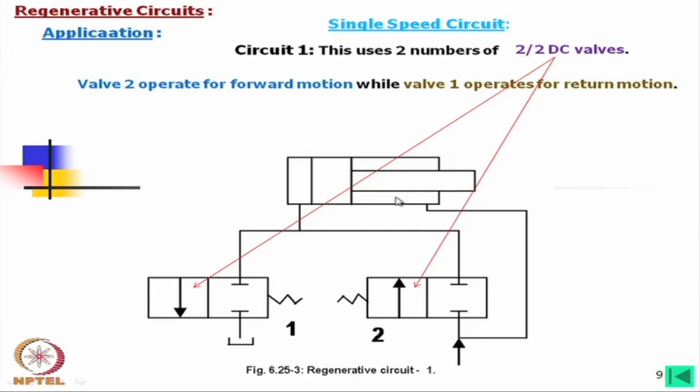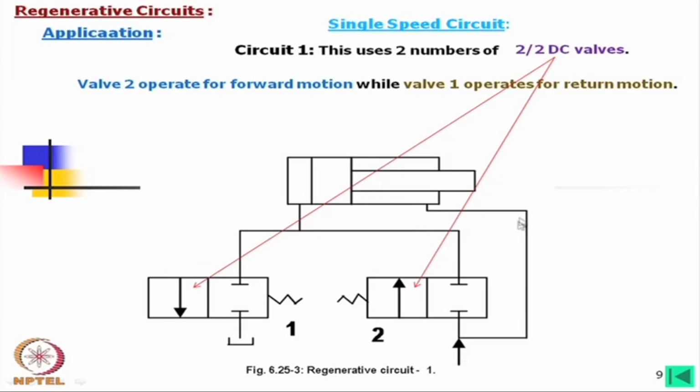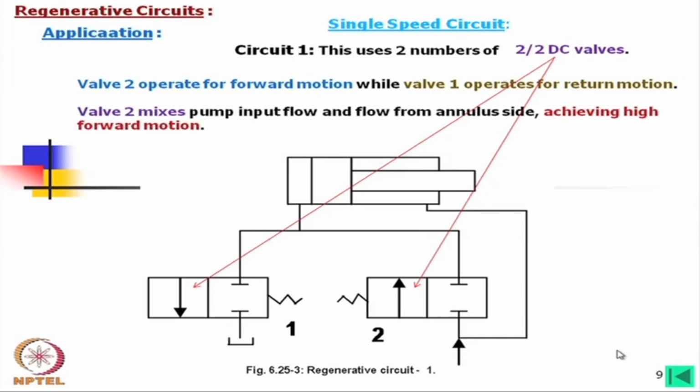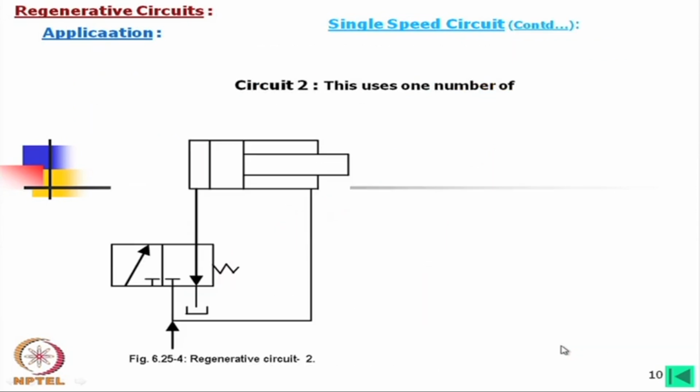So, this is not a hydraulic operation, this is a simple case of oil flowing. In fact, that can be done, because if you do not want any operation here and the pump is still on, then oil will go back to the tank, not through this. So, that will act as an open circuit, open center valve. So, you can design the circuit in this way. Valve 2 mixes pump input flow and flow from the annulus side, achieving high forward motion.